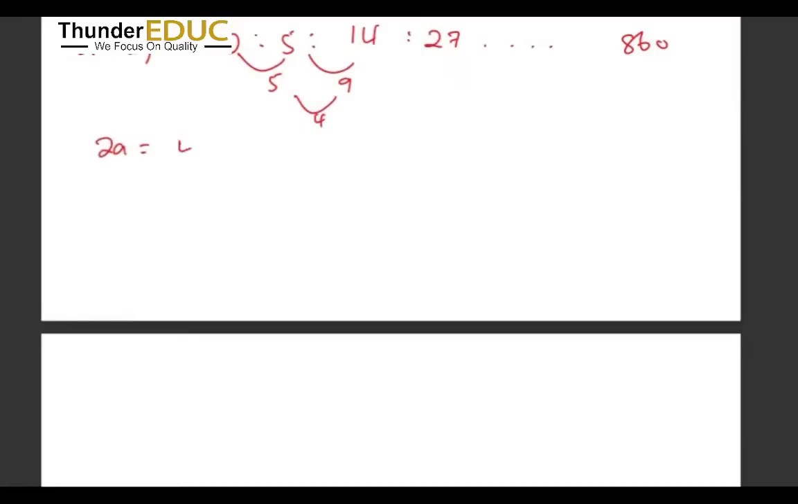So 2a is equal to 4, which means our a is a 2. Then 3a plus b must give us a 5. Let's replace a with a 2, which means b is going to be a -1, because 3 times 2 is 6. Transpose the 6 to that side, then you get a -1. Then our a plus b plus c must give us this 0.